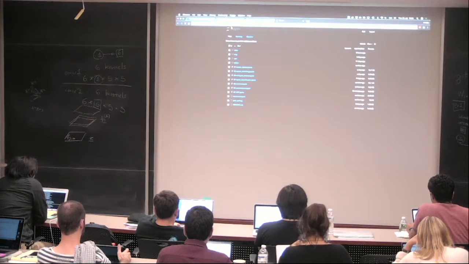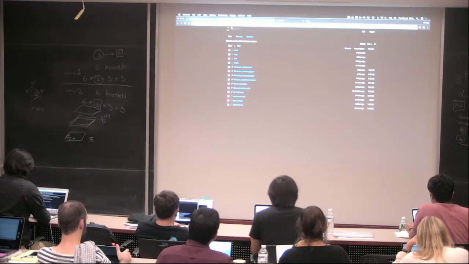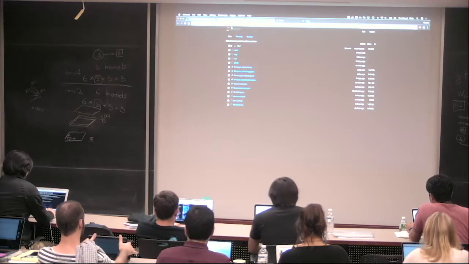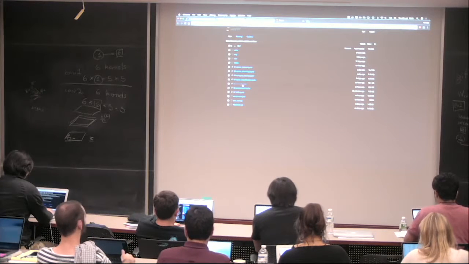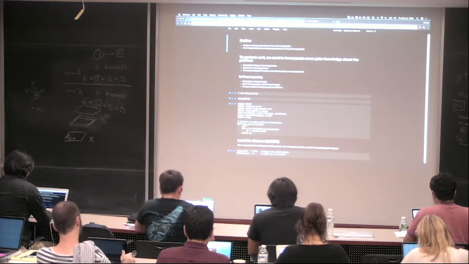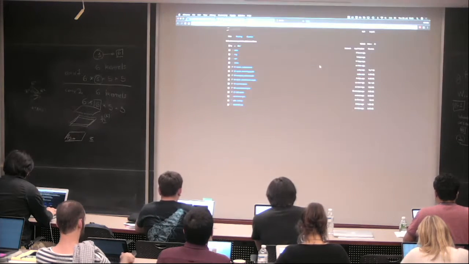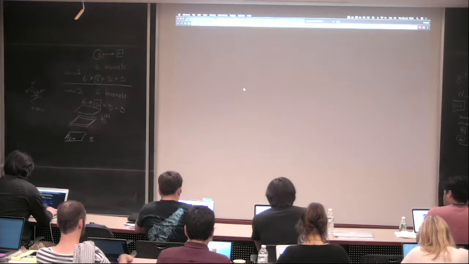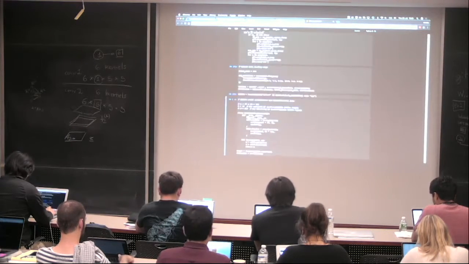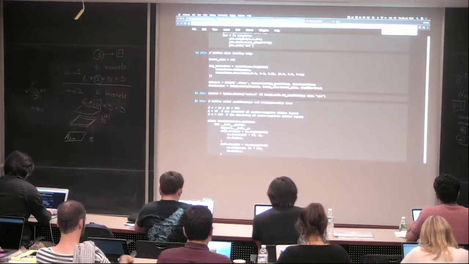So this stuff is on the Git repo. You're going to have to type git reset --hard origin master in order to get the latest version on your machine. I'm going to be using Autoencoder number 6.